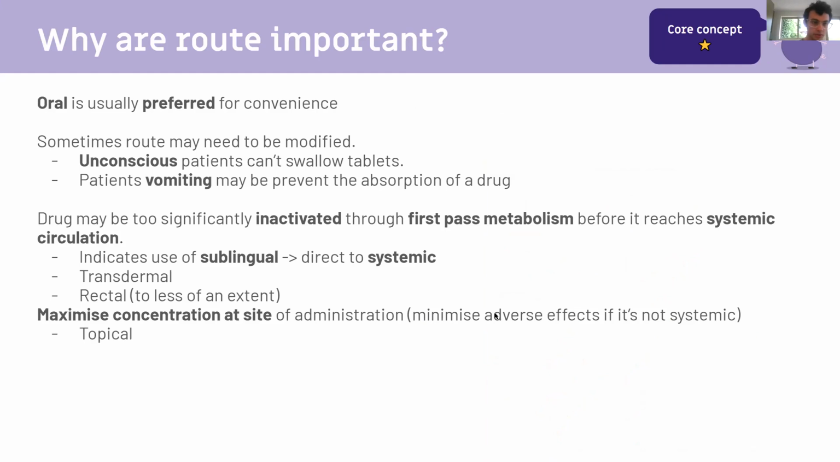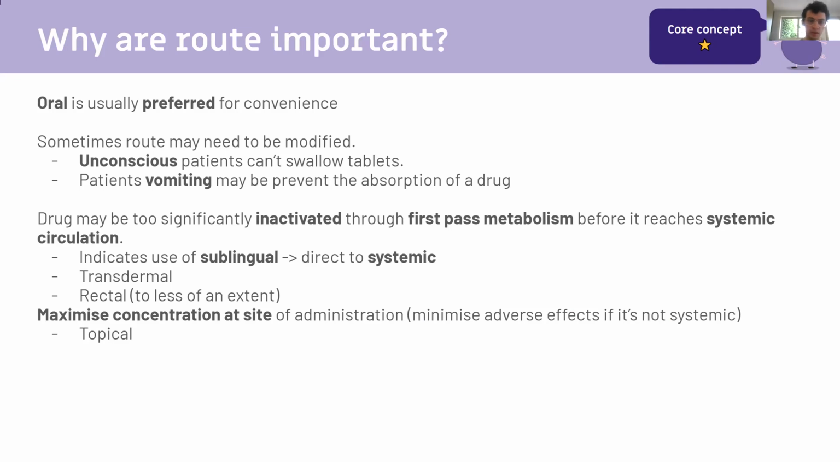So who cares about routes? The core concept that you need to understand here is oral route is usually preferred for convenience. Sometimes this may be modified. Unconscious patients can't swallow tablets, so you can't give them oral route. People who are vomiting often can't absorb the drug, so sometimes the oral route isn't appropriate.